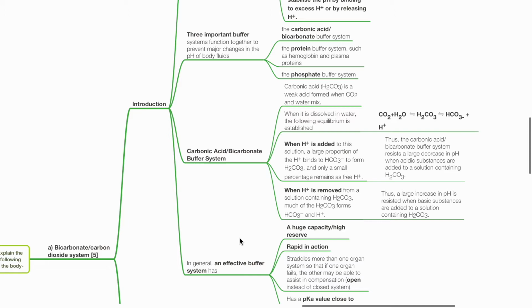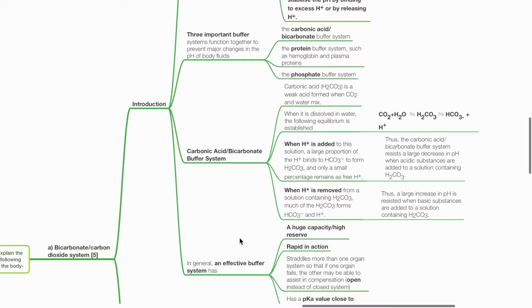H2CO3, or carbonic acid, is a weak acid formed when CO2 and water mix. When it is dissolved in water, the following equilibrium is established: CO2 plus H2O becomes H2CO3 in the presence of carbonic anhydrase, which equilibrates with HCO3- and hydrogen ion. When H+ is added to this solution, a large proportion of the H+ binds to HCO3- to form H2CO3, and only a small percentage remains as free hydrogen ions.